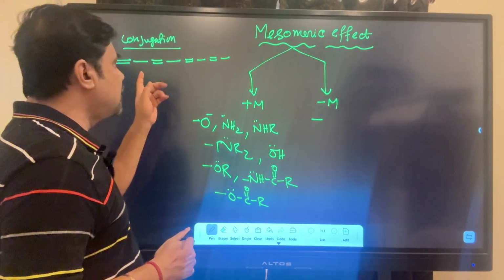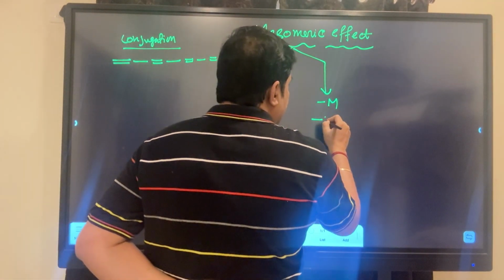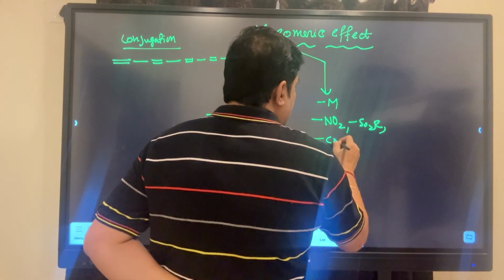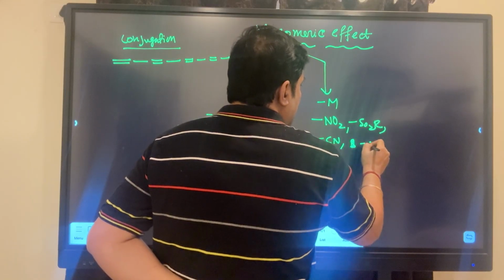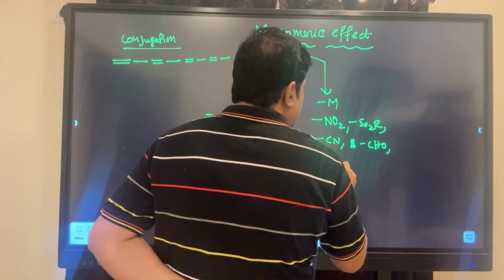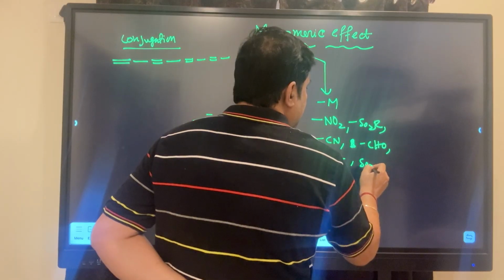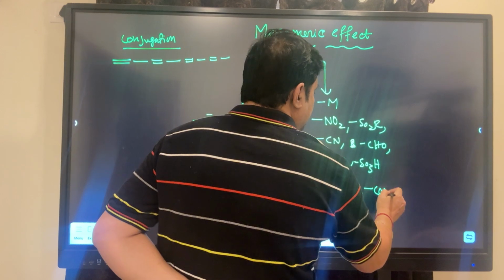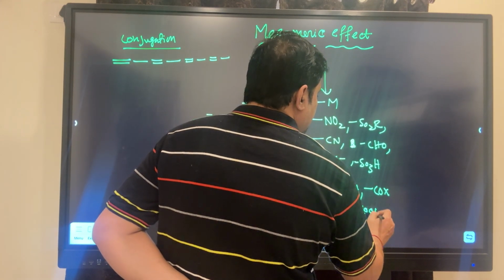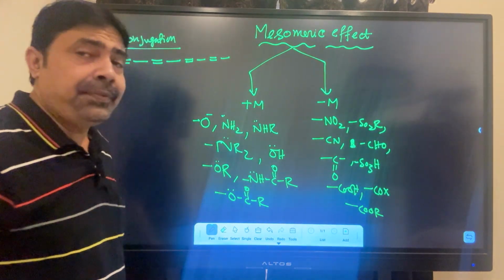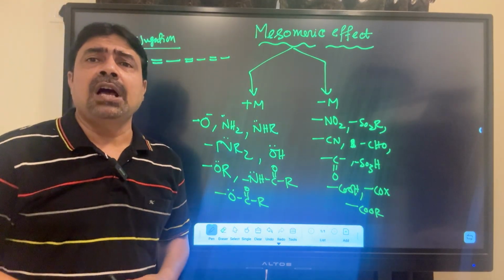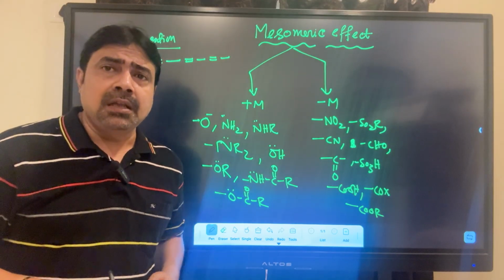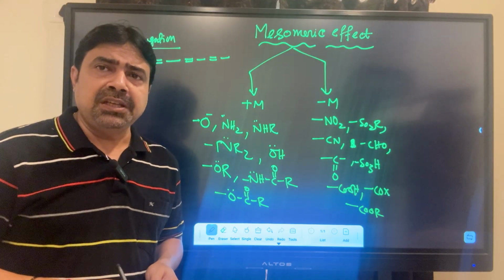Now here there are certain minus M groups like nitro, SO2R, cyanide, CHO, CO, SO3H, COOH, COX, and COOR. This type of group shows the minus M effect, or minus mesomeric effect. Now let us look at how it operates, in detail.